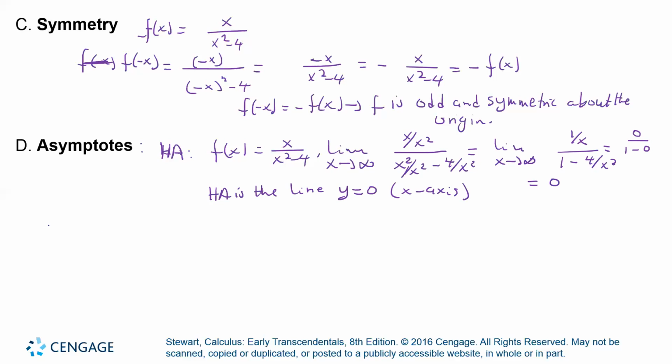Okay, so then let's look at the vertical asymptote. Now, I know if I set the denominator x squared minus 4 to 0, it's plus or minus 2. I know I can use that, but I'm going to use the limits that we talked about to show what the vertical asymptote is.